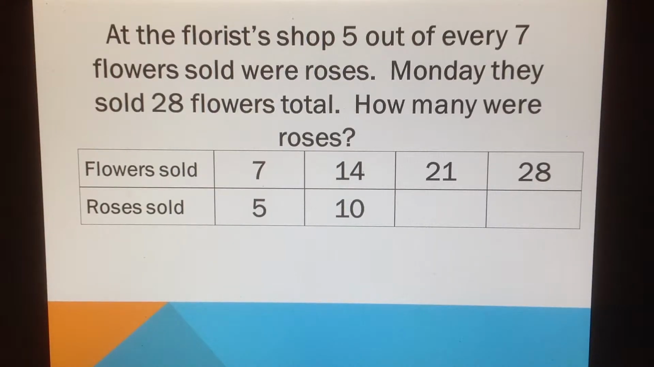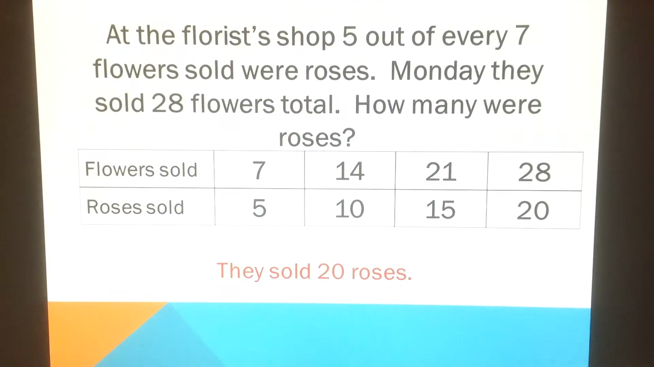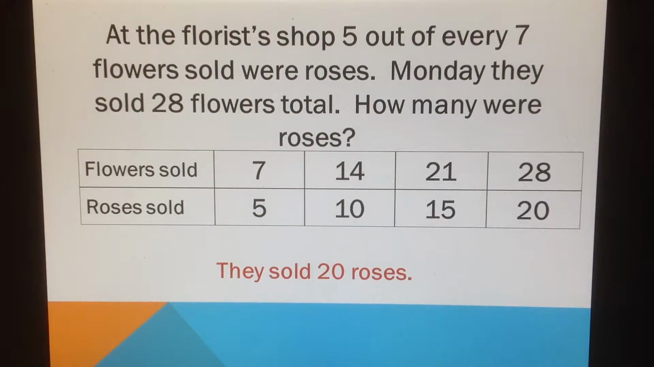And then the roses sold are in groups of 5. We need to know what 4 groups of 5 are. We're counting by 5s until we get to the column underneath the 28. So here is that table filled out. They sold 20 roses. If 5 out of every 7 flowers were roses and they sold 28 flowers, they sold 20 roses. That's the way we figured out these problems today.